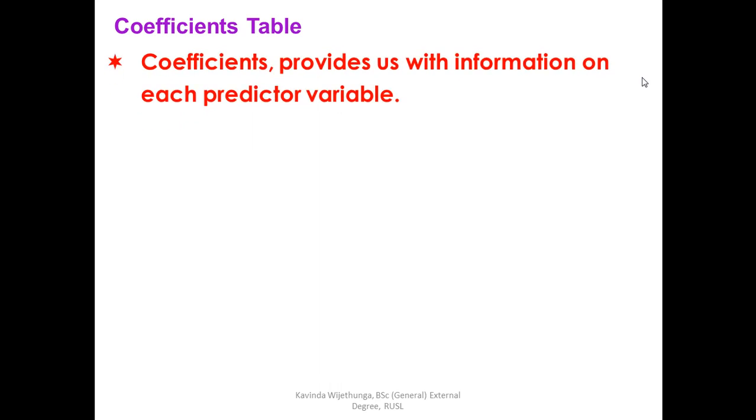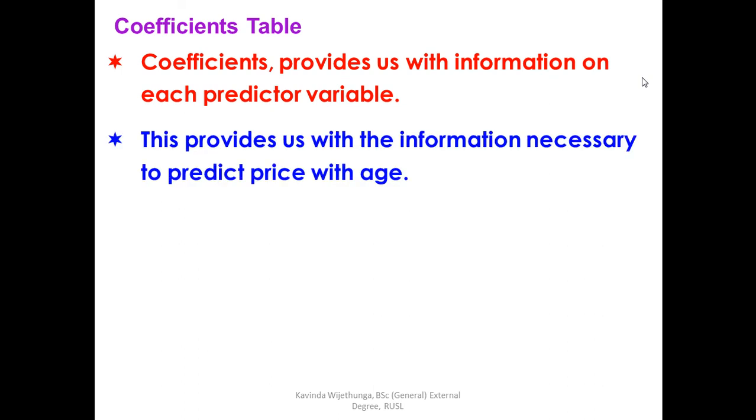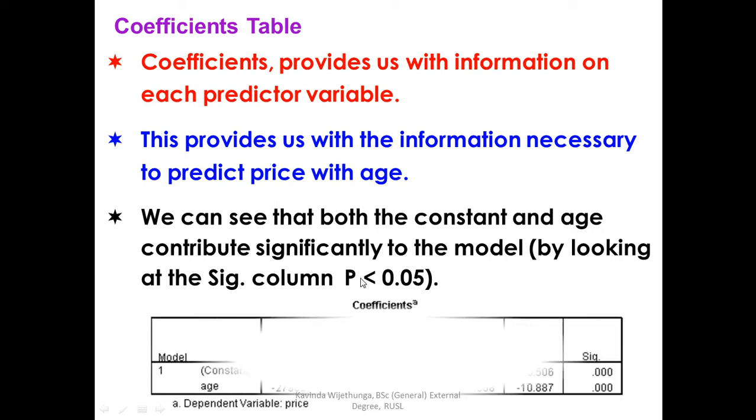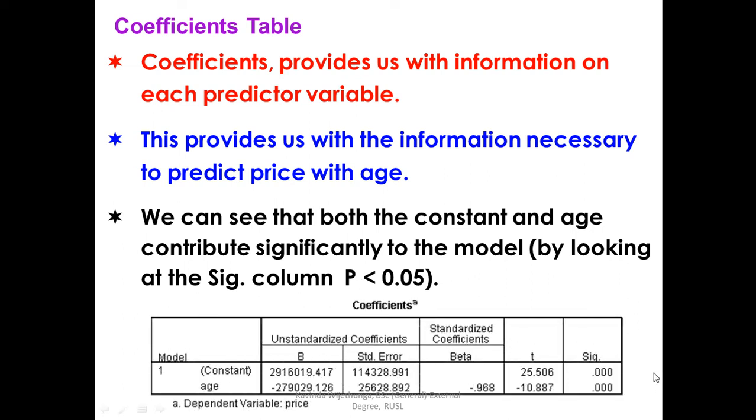And the coefficient table provides us information on each predictor variable. So this provides the information necessary to predict the price with age. We can see that both the constant and age contribute significantly to the model by looking at the significance column, p less than 0.05. That thing I explained earlier. So here also there is a significance value, 0.000. It means that is less than 0.05, which means it is a significantly good model, right?